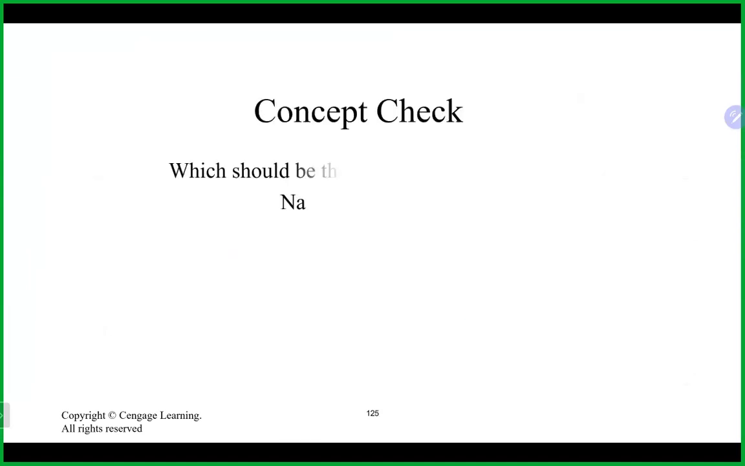All right, so a couple of concept checks here. Which should be the larger atom, sodium or chlorine? Again, if we look at the periodic table, sodium and chlorine are in the same period, going across, not up and down. And obviously chlorine is further to the right, which means it should be the smaller atom, and sodium should be the larger atom in that case.